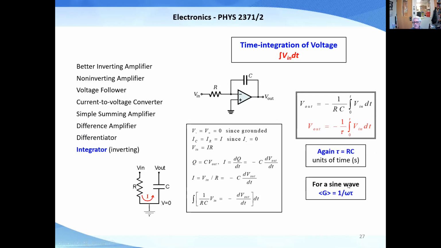For a sine wave, you could probably guess this. When you have an integrator, you have 1 over omega tau instead of omega tau. This formula works for any voltage that's changing with time. It doesn't have to be a sine wave. Questions on this circuit? I think this is the end of the new material.